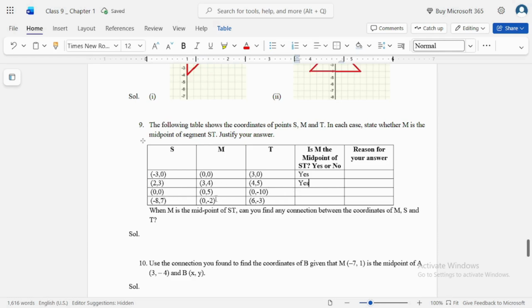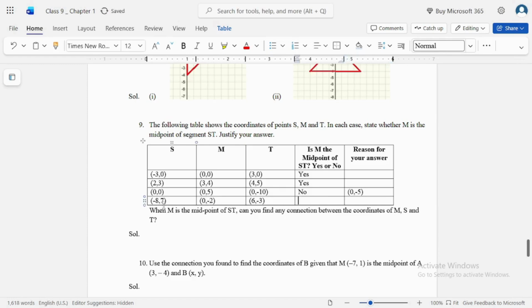Coming to the third one, 0 plus 0, which is 0, divided by 2 will also be 0. So this is matching. And 0 minus 10, which is -10, divided by 2 is -5, but here it is plus 5. So in this case, this is not the midpoint. The actual midpoint is 0, -5.